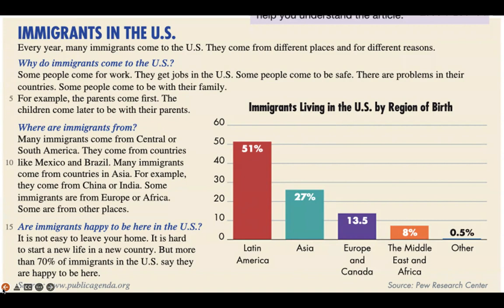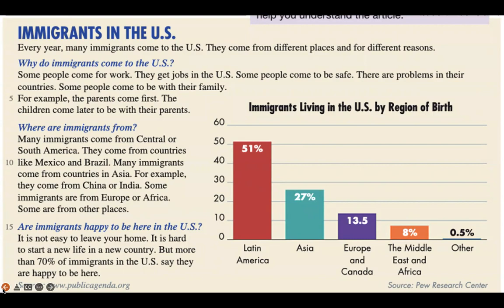Immigrants in the US. Every year, many immigrants come to the US. They come from different places and for different reasons. Why do immigrants come to the US? Some people come for work. They get jobs in the US. Some people come to be safe. There are problems in their countries. Some people come to be with their family. For example, the parents come first, the children come later to be with their parents.